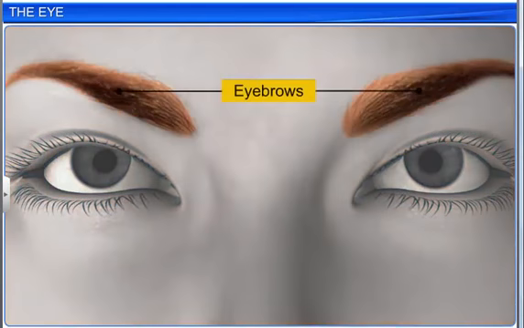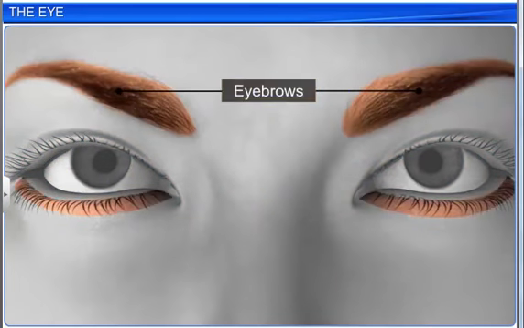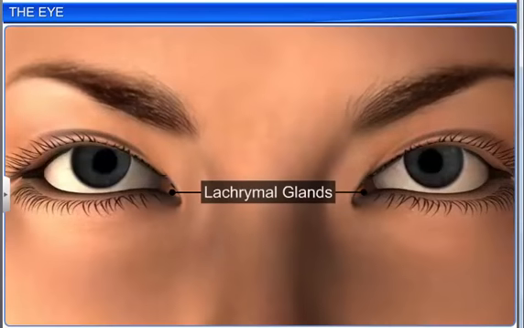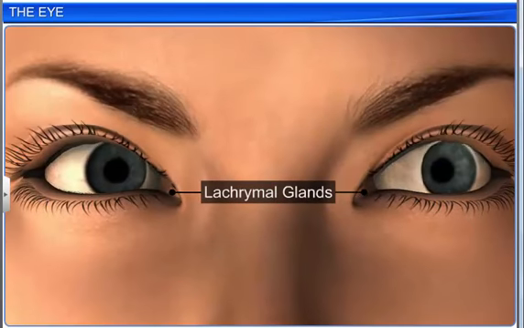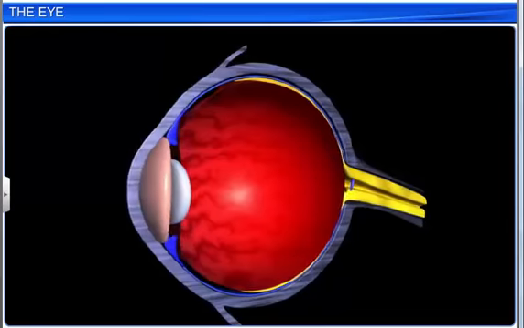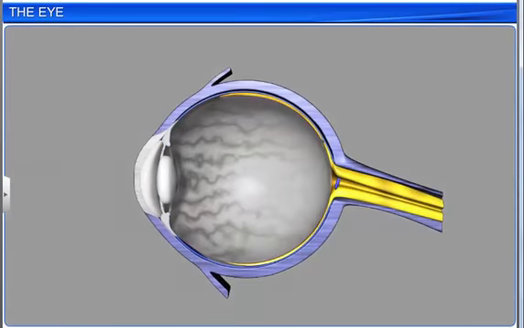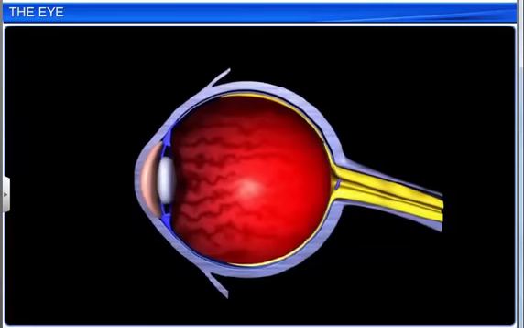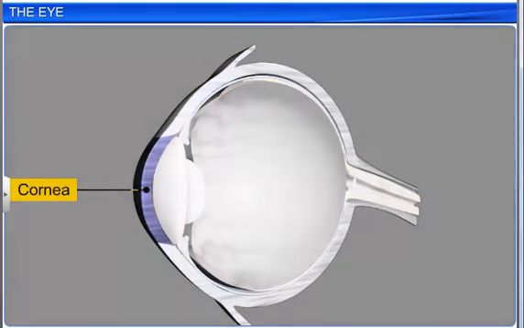These are protected by the eyebrows, eyelids, and lacrimal glands. The lacrimal glands secrete an aqueous solution that lubricates the eyes and helps rotate the eyeballs freely. The wall of the human eye is composed of 3 layers. The external layer, or sclera, is made of a dense connective tissue. The anterior portion of the sclera is the cornea.